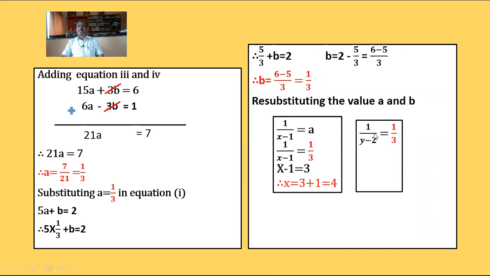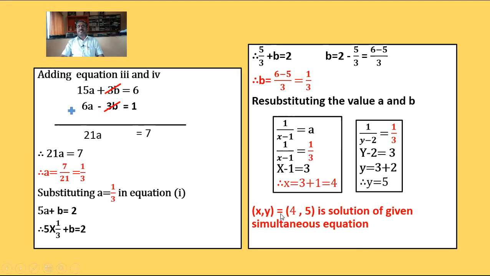Similarly, 1 upon y minus 2 is equal to b. The value of b is equal to 1 upon 3. Here, cross multiplication also, y minus 2 is equal to 3. Minus 2 goes down to the RHS, then we get plus. Therefore, y is equal to 3 plus 2. Therefore, y is equal to 5. Hence, x is equal to 4 and y is equal to 5 is the solution of the given simultaneous equations.